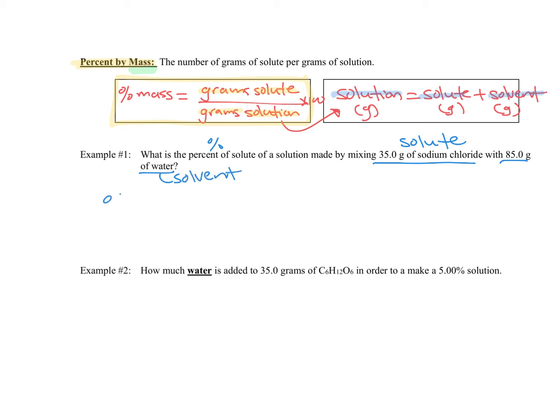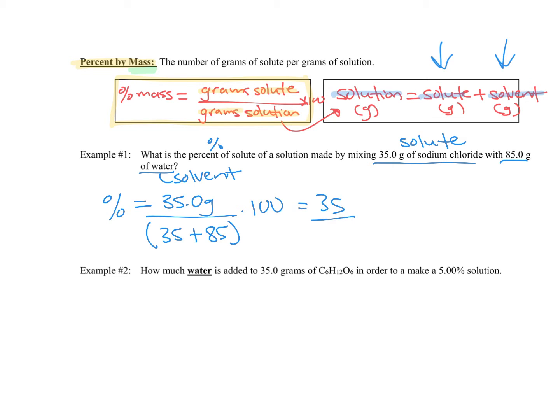So for us to calculate percent, we need the grams of solute, 35, over, and this is where we see mistakes every year, over solution, which is a total. And remember, solution is solute plus solvent. So that's going to be 35 plus 85, times 100. So 35 over 120, 35 divided by 120 times 100, gives us our percent as 29.17%. So our solution is 29% solute.